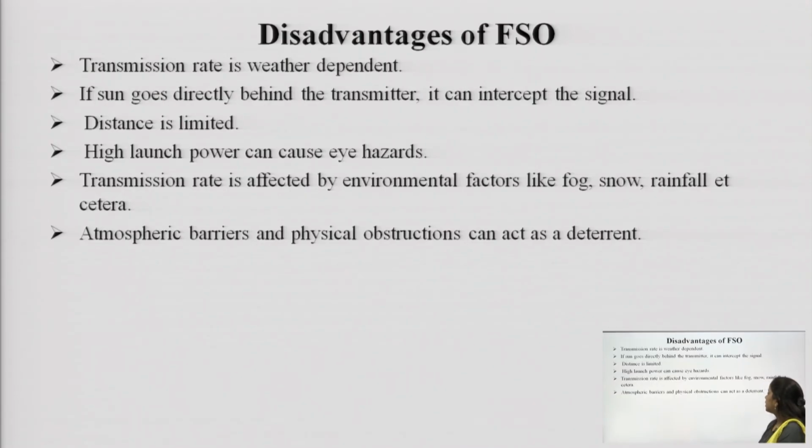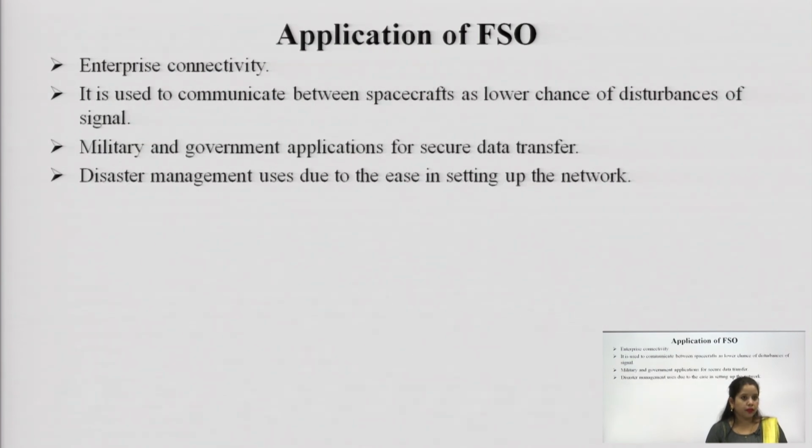Atmospheric barriers and physical obstruction can also hinder it, because of course line of sight propagation is the major factor associated with free space optics. So whatever disadvantages we are showing here in the FSO are basically due to the challenges faced by the FSO. So now the applications of the FSO: enterprise connectivity.